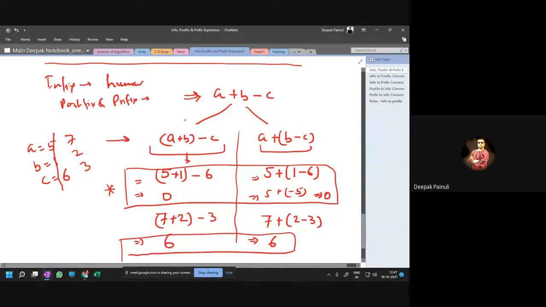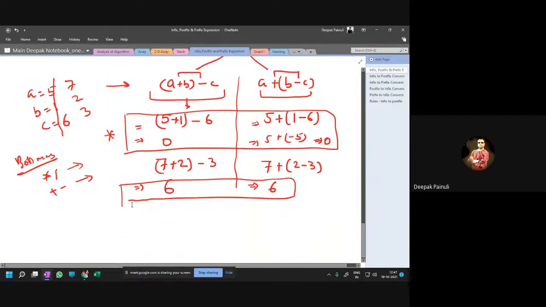Why is it happening? Because the precedence of both the symbols is the same. You remember your BODMAS rule? Yes, sir. Multiplication and division have the same precedence, and plus and minus have the same precedence, right? So let's check for a plus b into c. So one can do it like this, a plus b, then into c, and another can do a plus b into c.